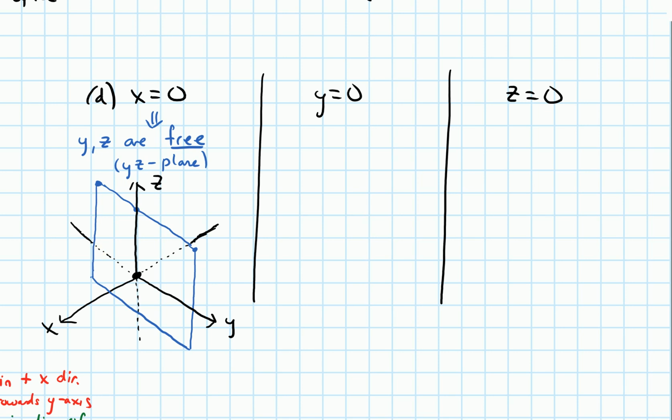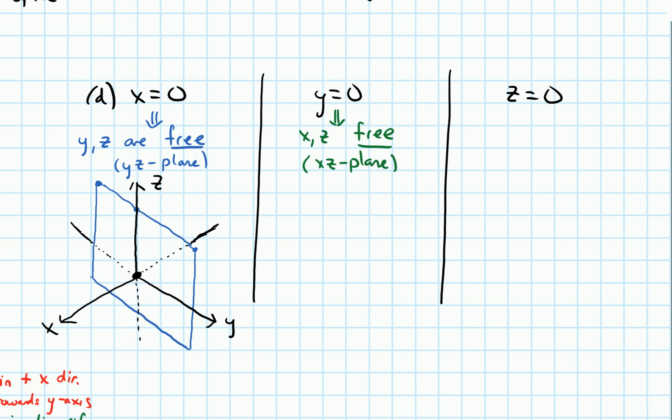Now let's do where y equals 0. So with this one, there's no x or z, which means x and z are free. And in the same way that when x equals 0, we got the yz plane, when y equals 0, we are going to get, because x and z are free now, and y is 0, we are actually going to get the xz plane. And we might also be able to see what we're going to get with z equals 0. But let's try to draw this.